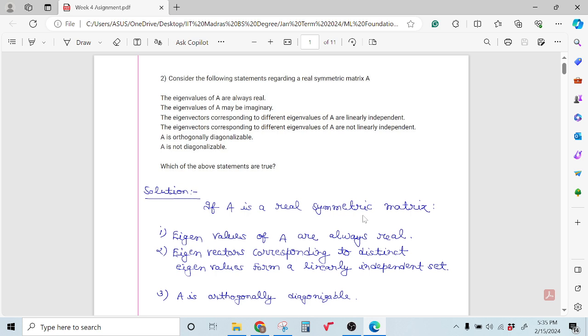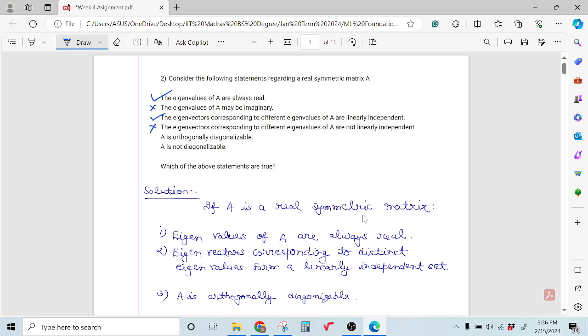So the first statement, what is given, the eigenvalues of A are always real. So the first statement is true. And the eigenvalues of A may be imaginary, this is not correct. Third is the eigenvectors corresponding to different eigenvalues of A are linearly independent. So this is true. The eigenvectors corresponding to different eigenvalues of A are not linearly independent set, this is not correct. We have seen if the eigenvalues are different, then the corresponding eigenvectors will be linearly independent. So the third option is correct, not fourth.